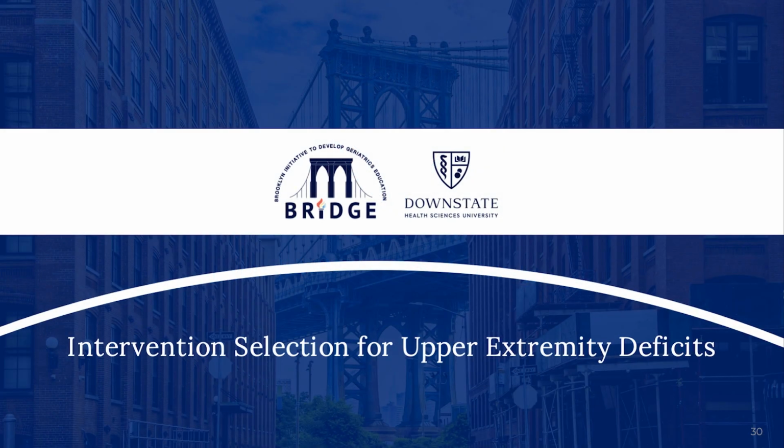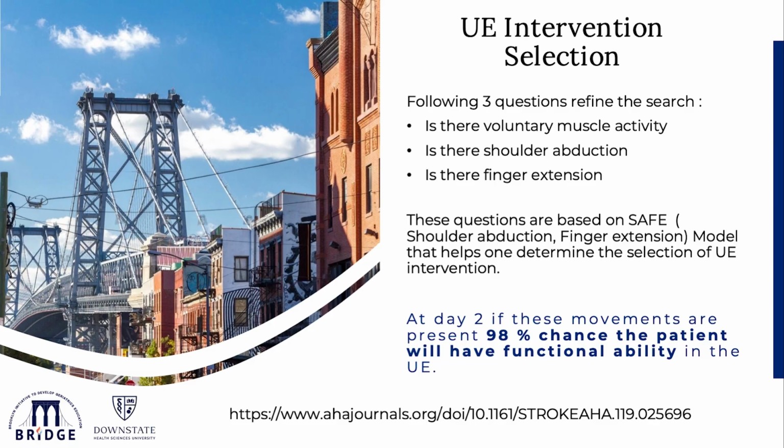What is a huge challenge? The hand and the upper body. We also want to consider how to go about intervening in people who have that upper body dysfunction. Upper extremity selection usually requires three basic questions. There's a lot of evidence for this.